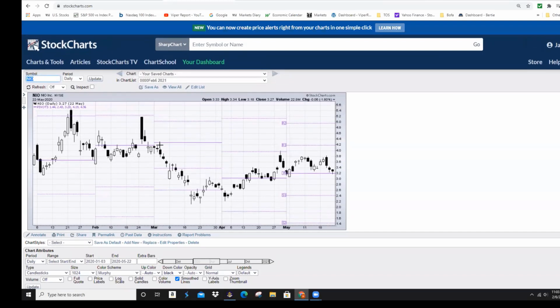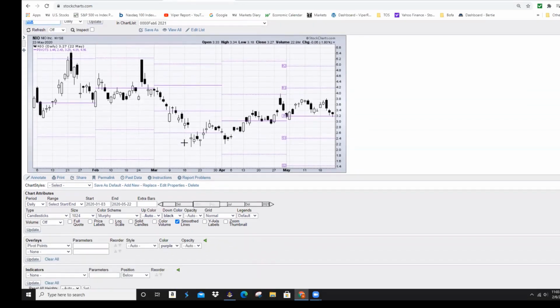And there you go. So the solid line here is the pivot line. The first line above that is the R1 resistance. And then the second one, for example, is R2 resistance. And of course, below there you have S1 and S2. And so I find them quite important, and they can take you through a change in trend.